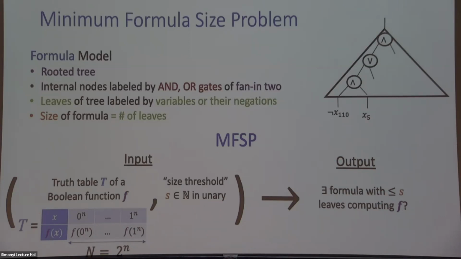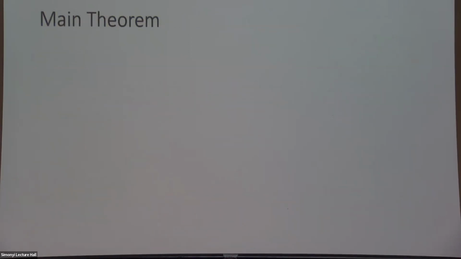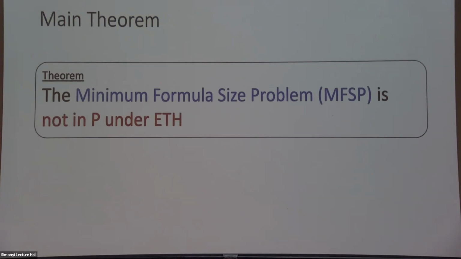Great. Okay, so now I can tell you what the main theorem is. So our main theorem is that this problem is not, well, you probably guessed it by this point. The minimum formula size problem is not in P under ETH.